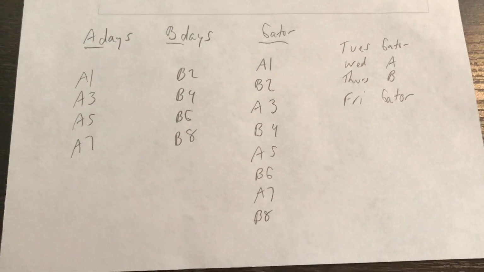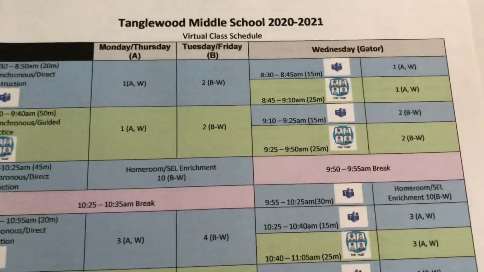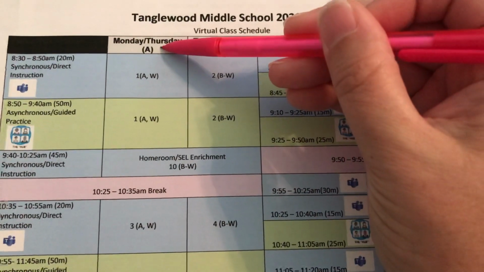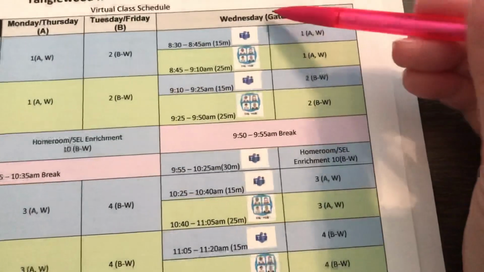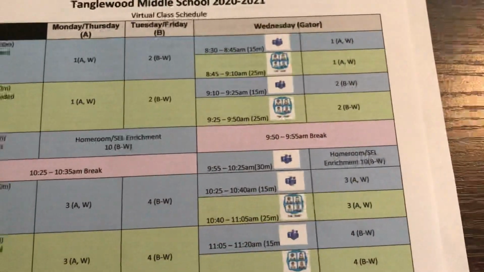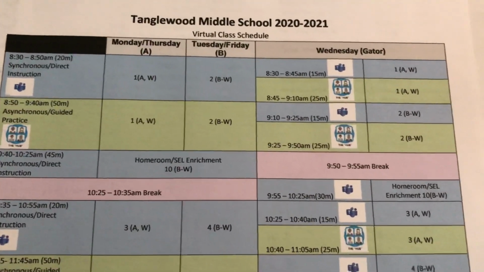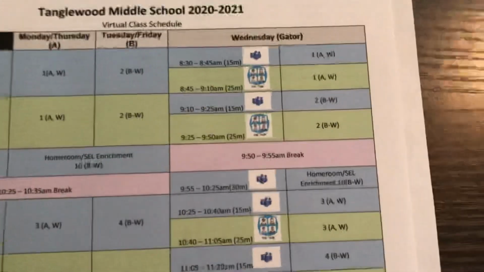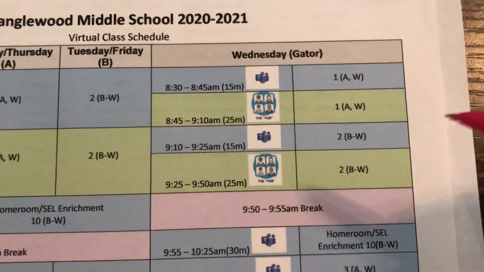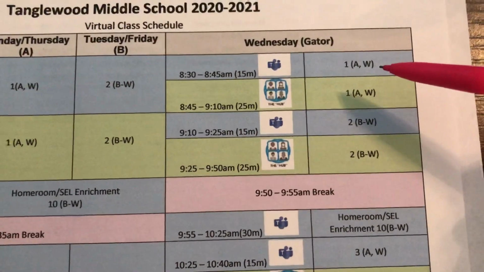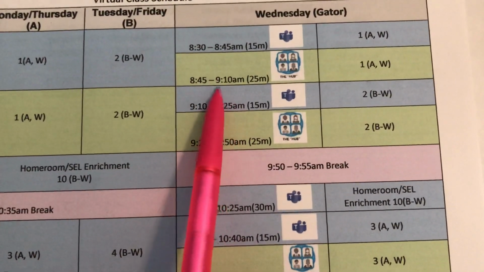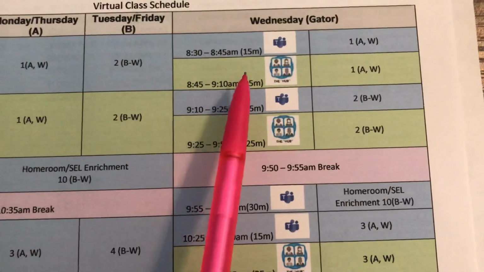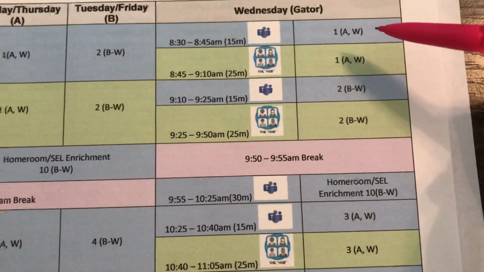All right, if you're still with me, let's take a look at our bell schedule. As you can see, A days are Monday and Thursday, B days are Tuesday and Friday, and Wednesday is that Gator day when you do all of your classes. Since we're starting out with the Gator day, let's take a look at that one. First you're going to go to your A1 class, at 8:30 in the morning, and A1 goes from 8:30 to 9:10. You'll have your synchronous and your asynchronous time.